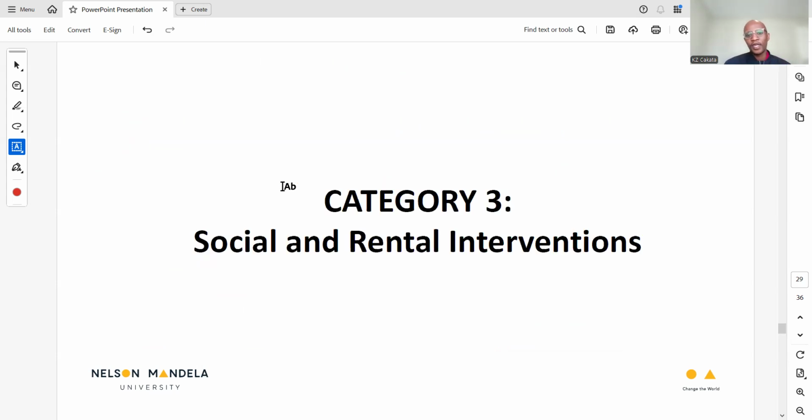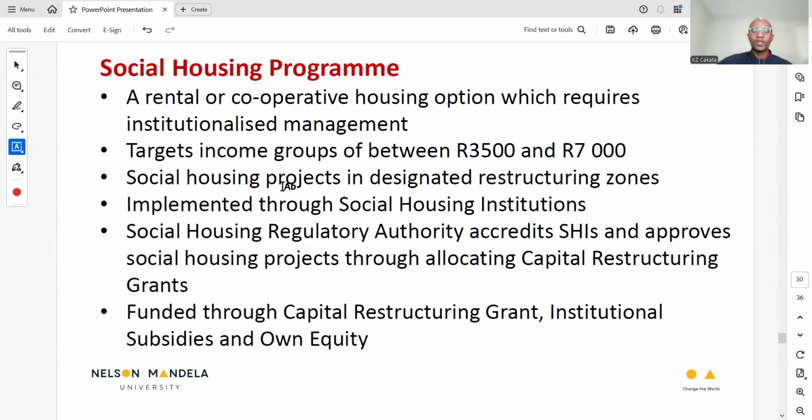Now, category 3 is social and rental interventions. Again, I want to stress that this unit is an important unit and potentially carries a lot of examinable content in it. So I would urge you, and part of the reason why I decided to record this is so that you have access to it, so that you can replay it in preparation for your revision.